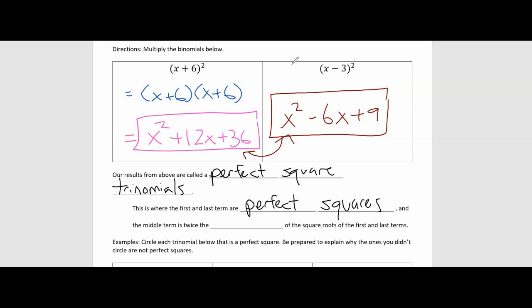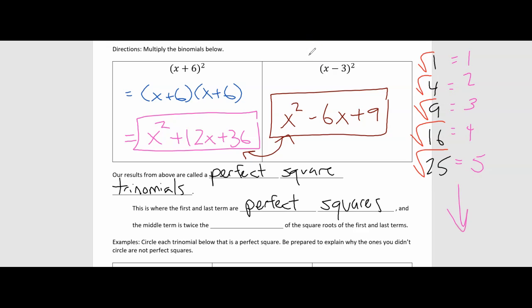So perfect squares are 1, 4, 9, 16, 25, etc. If I take the square root of all these, I will get whole numbers, not decimals or fractions. 1, 2, 3, 4, 5. And of course we could keep on going. There's an infinite amount of perfect squares.